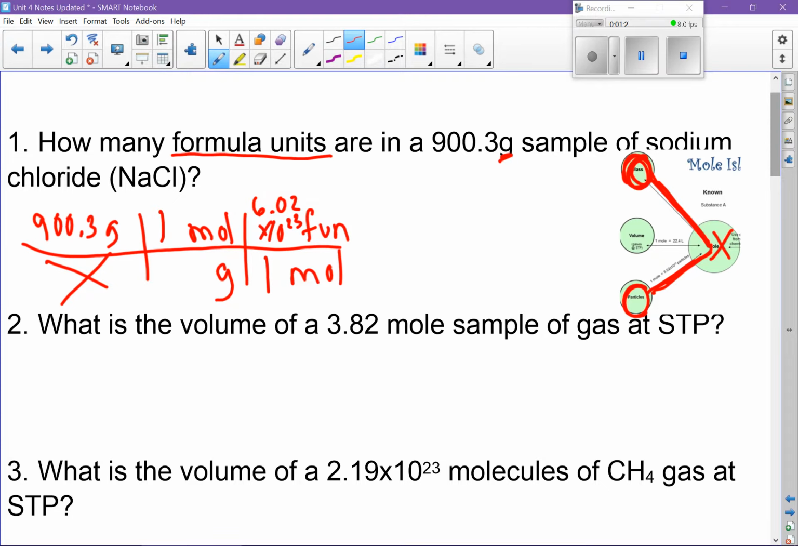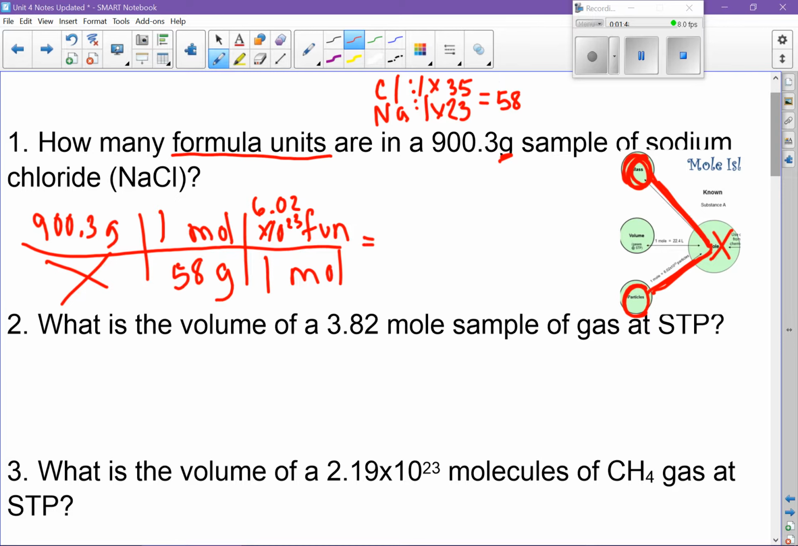Now we know we have NaCl, so you're going to grab your periodic table. Na, there's 1 of them, times the mass, which is 23. And Cl, there's 1 of those, times the mass, which is 35. When I add that up, my molar mass is 58. That's what goes here with grams.